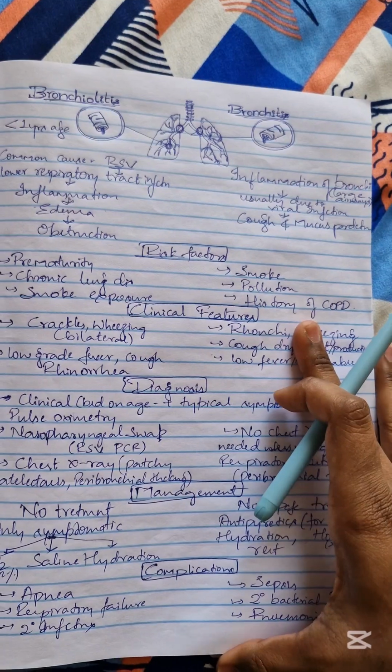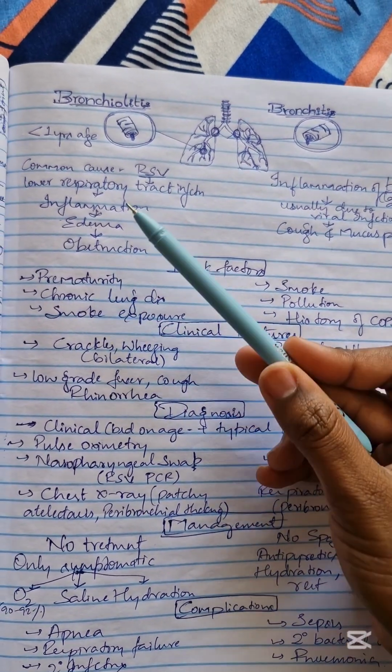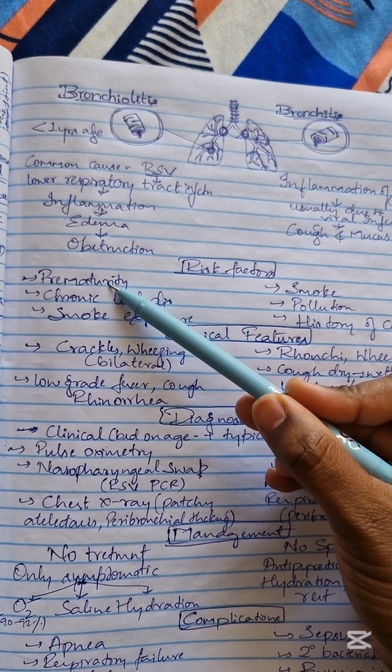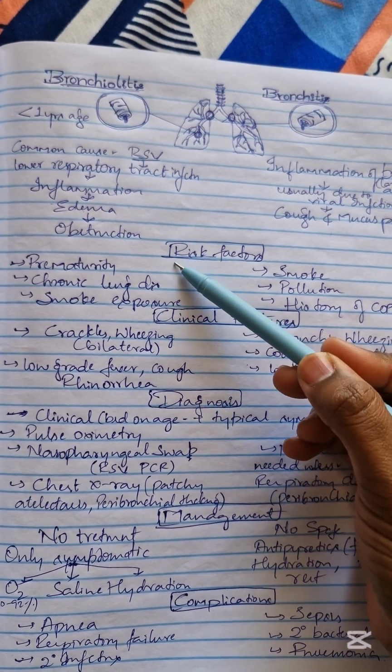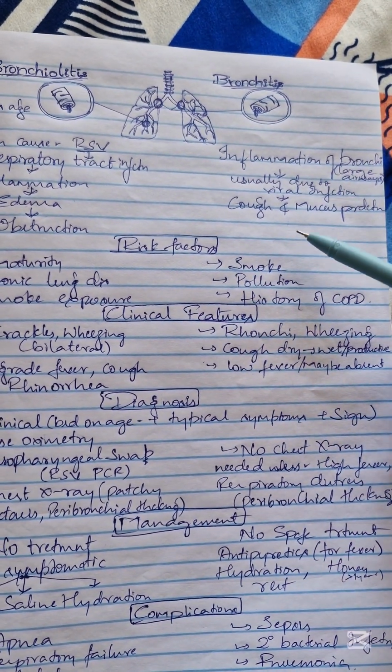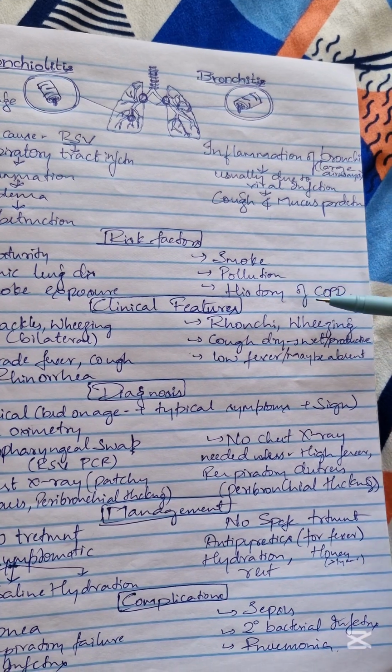Okay, alright. If you talk about the risk factors for both, bronchiolitis first: prematurity, chronic lung diseases, and smoke exposure can lead to bronchiolitis. Further, bronchitis risk factors can include smoke, pollution, and history of COPD.